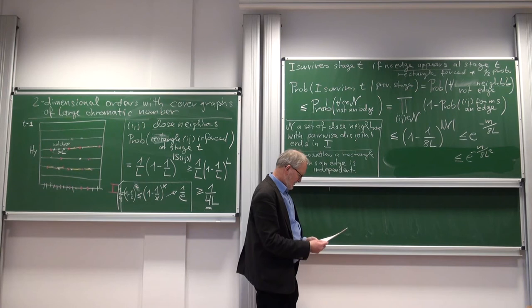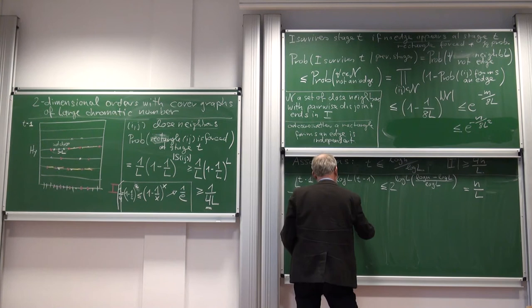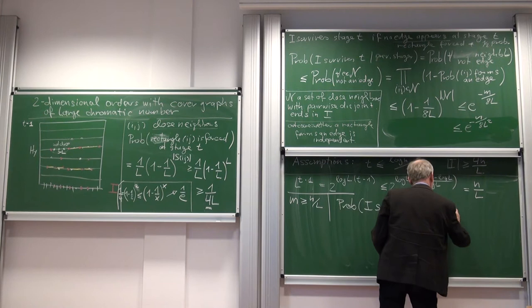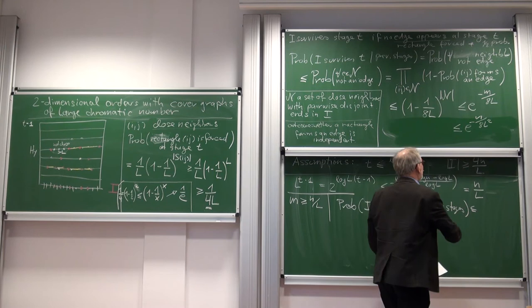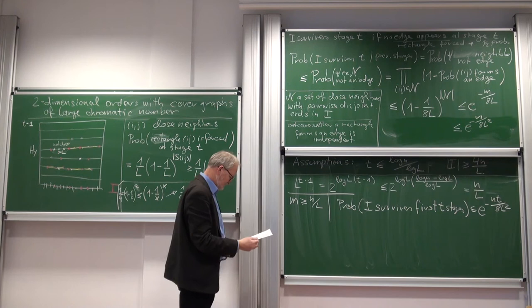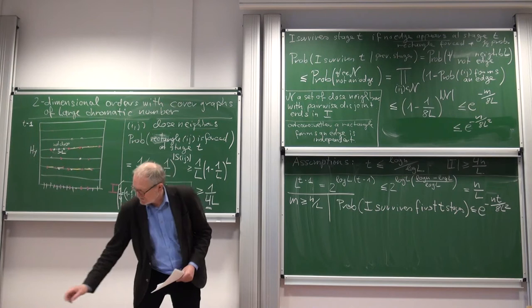And then we can iterate, and we find that the probability that I survives the first t stages is upper bounded by e to the minus n T over 8 L squared. Good. This is something to keep.